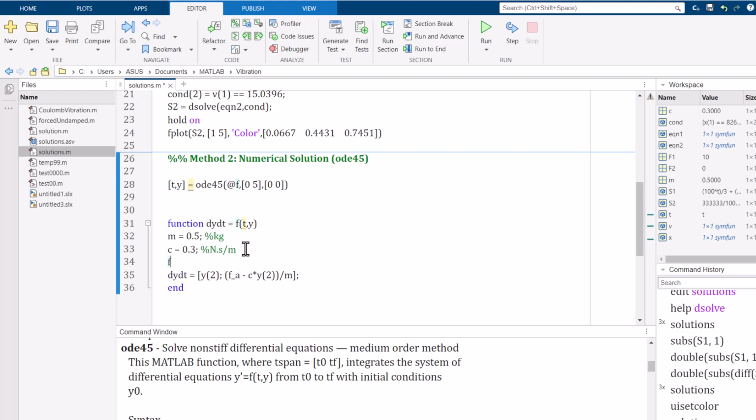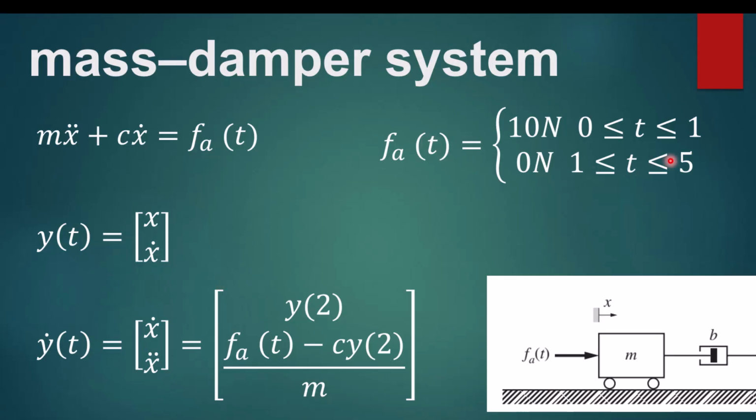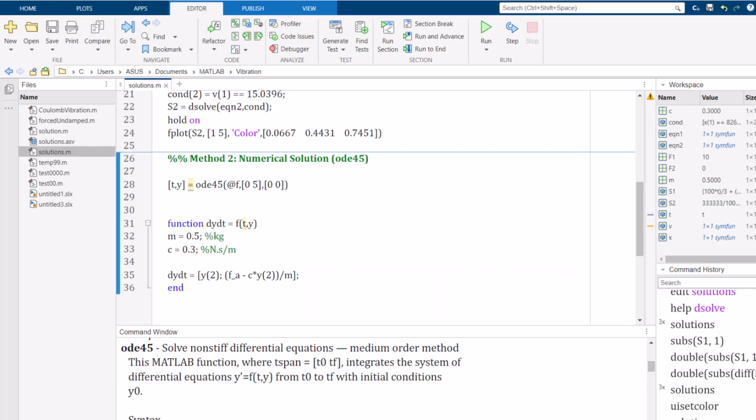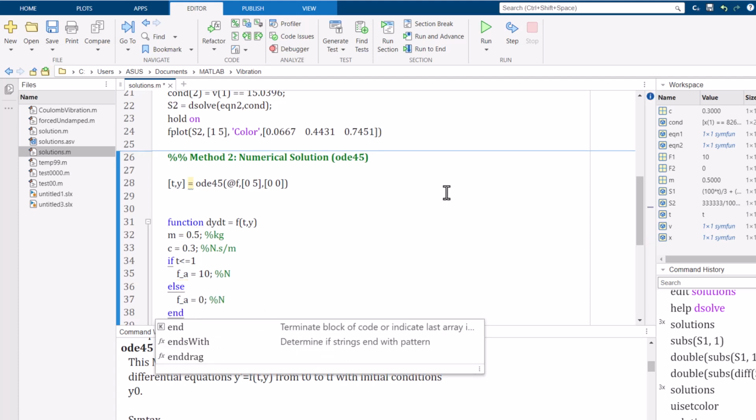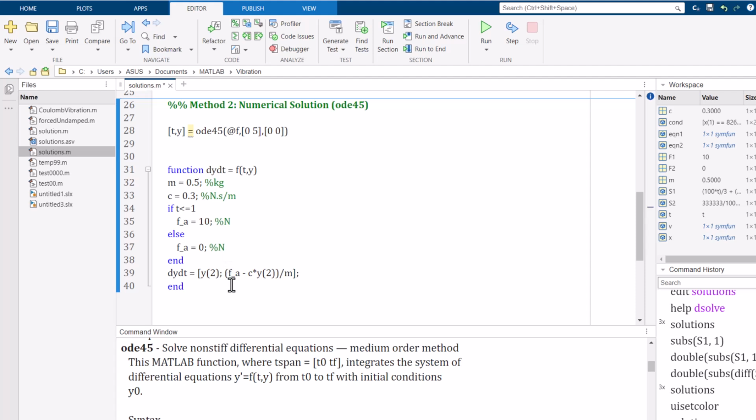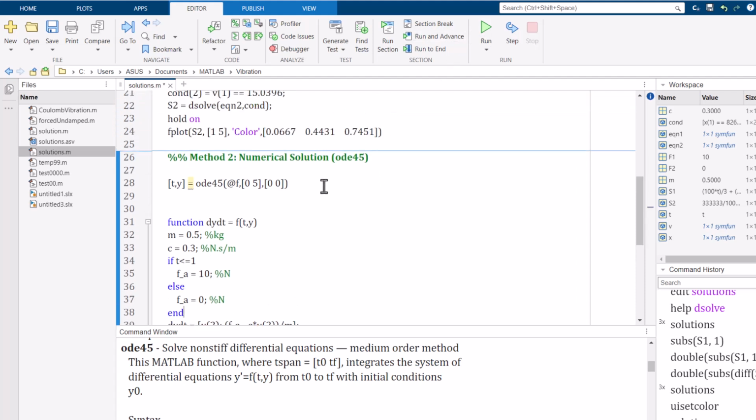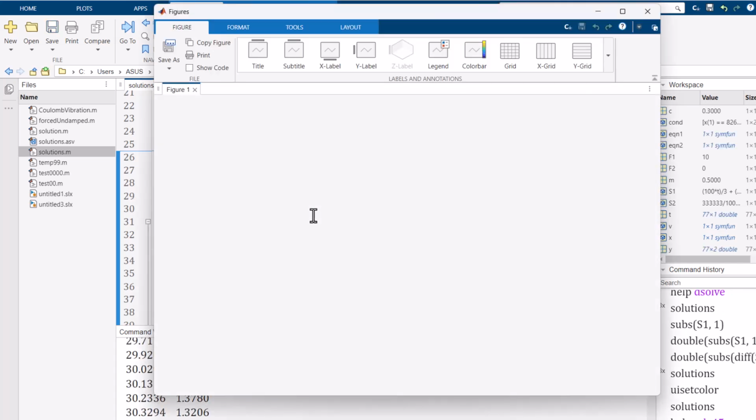I haven't defined fa yet, so what is fa? I know that f is a discontinuous function, so I define it using the if command. So if t is smaller or equal to 1, fa is equal to 10 newtons. Else fa is equal to 0. And let me run this code to see if I face any errors.